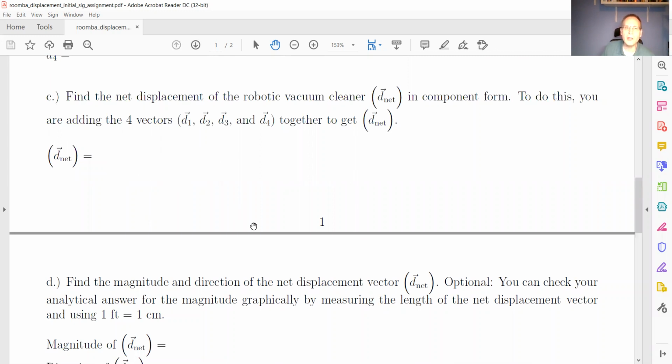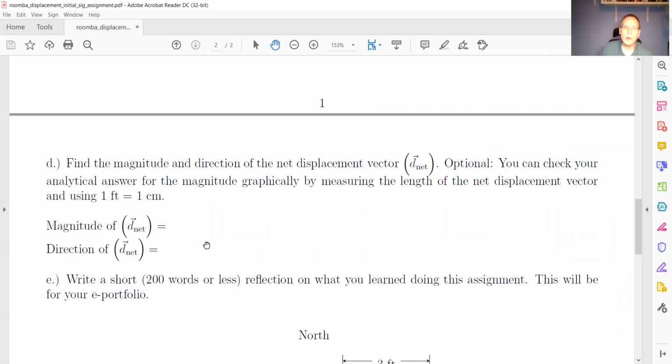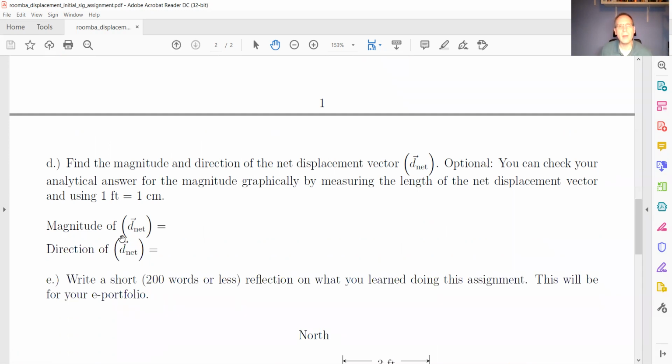Once you have that, you can convert it into what's called polar form, where you have the magnitude and direction of the vector. You're going to have D net x and D net y, because it's written in terms of i hat and j hat. Then you can figure out the magnitude and direction. We've talked about that in class: to convert vectors in component form, you find the magnitude using the Pythagorean theorem and the direction using inverse tangent. So I want you to do that.